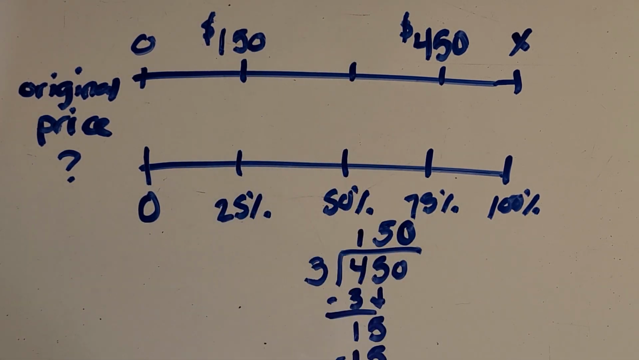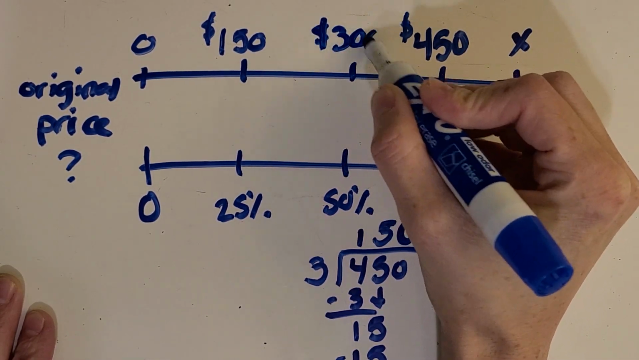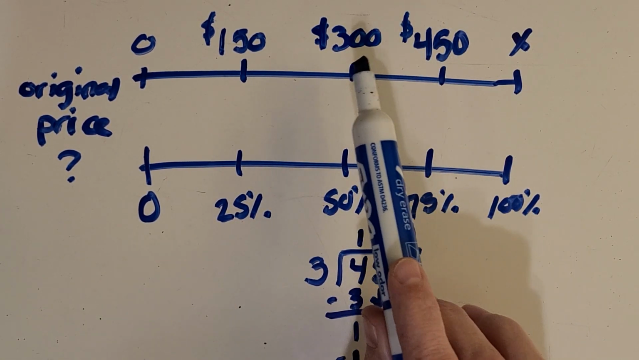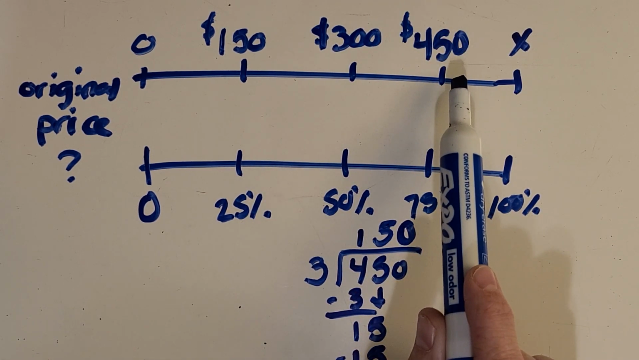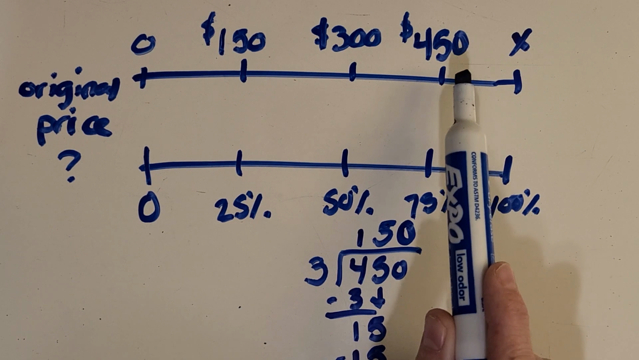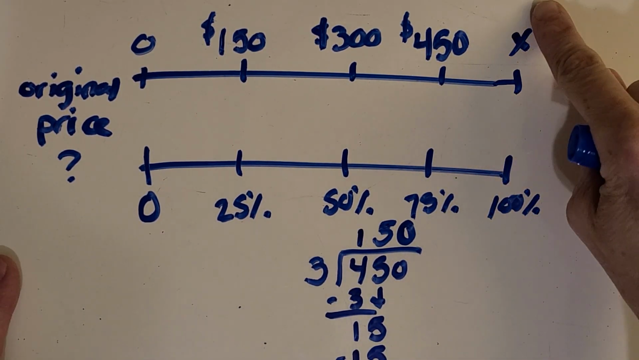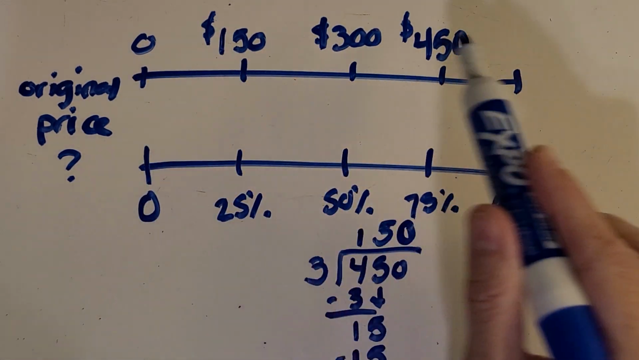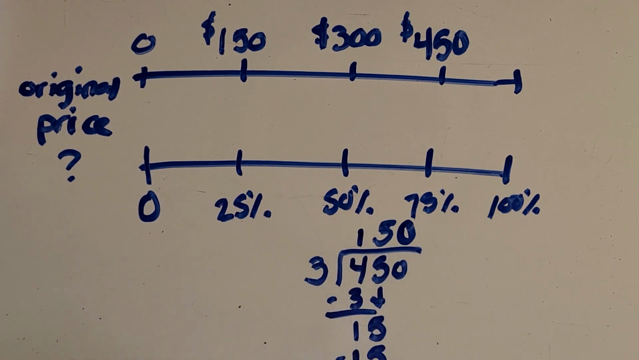What would this one be? Yep, 300. And then we can always check our work and think, okay, if I added another 150, do I get 450? Yes, I do. So that's perfect. And now what can I do to find this amount right here? What do you think? Yeah, just add another 150. It's counting by 150 on the top line, and it's counting by 25% on the bottom number line.